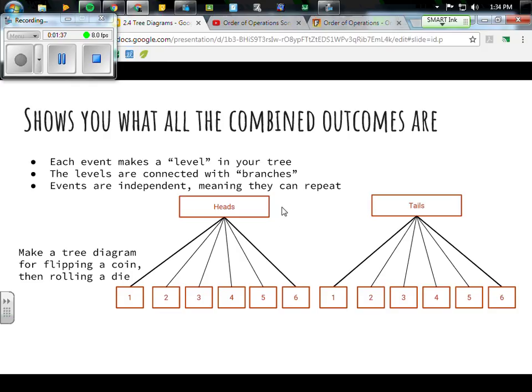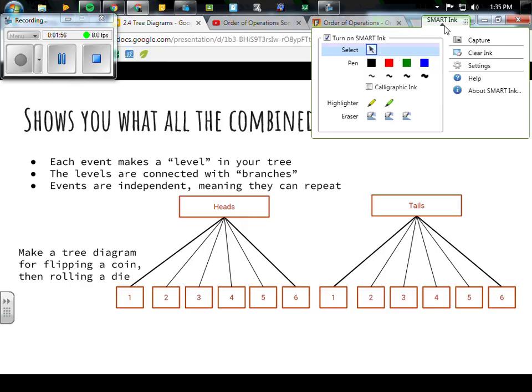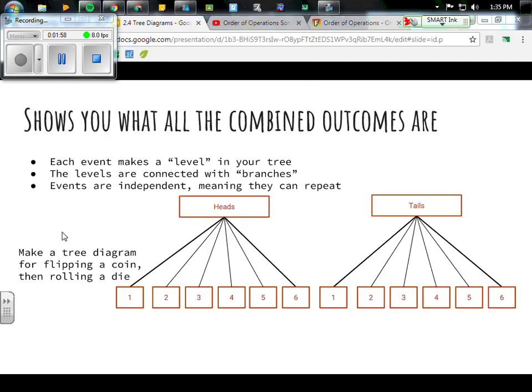As you can see right here, this is our first level, the heads. This is our second level, tails. Actually, I said that wrong. This whole thing is the first level, flipping the coin. And these are the two outcomes of flipping the coin, heads and tails. And this makes up one level. So I'll go to my trusty pen, and this is level 1, flipping the coin. Those are the two outcomes. Down here we have level 2, which is rolling the die.